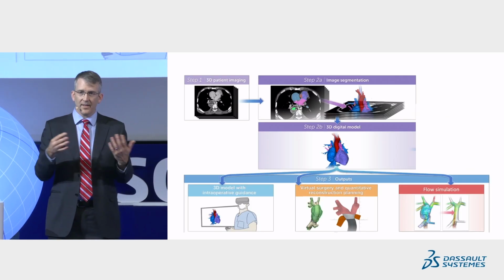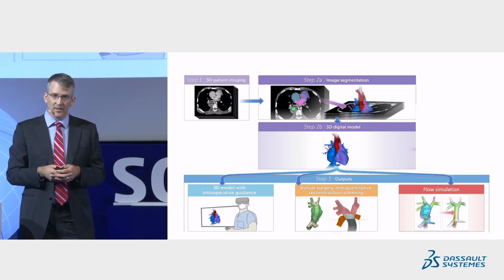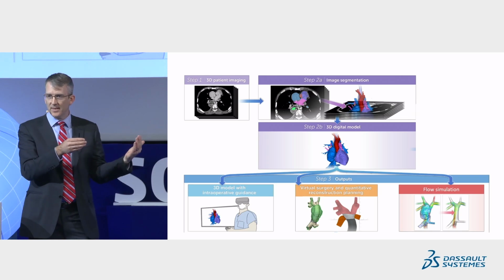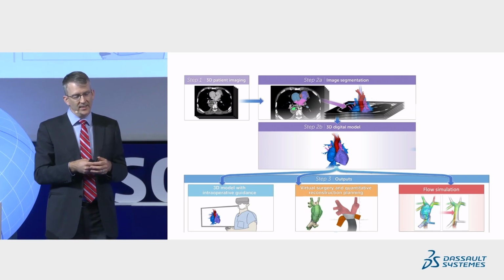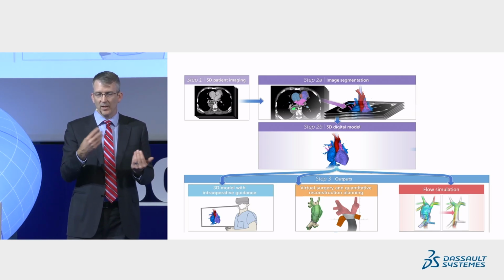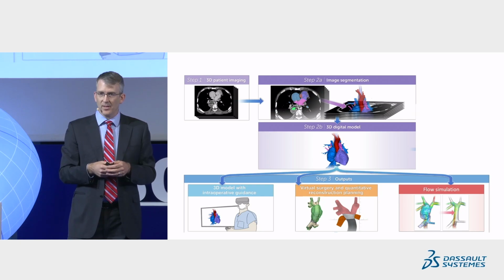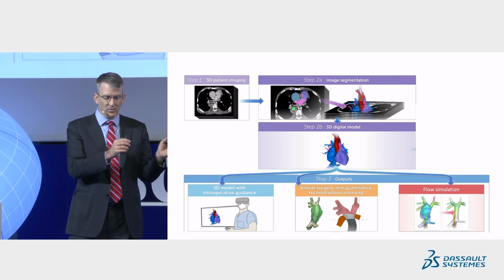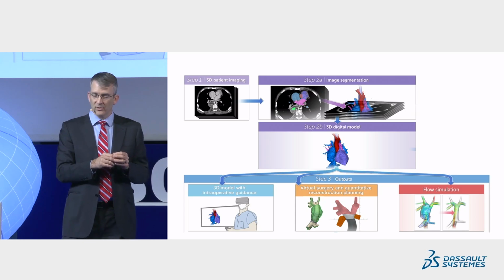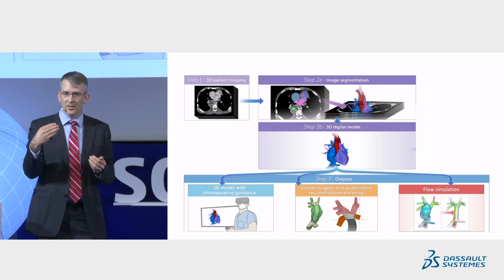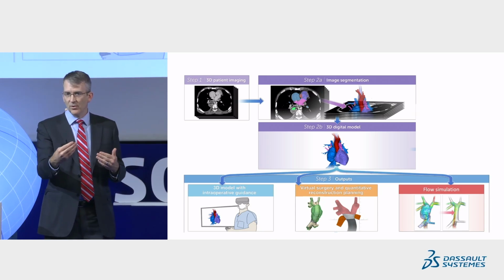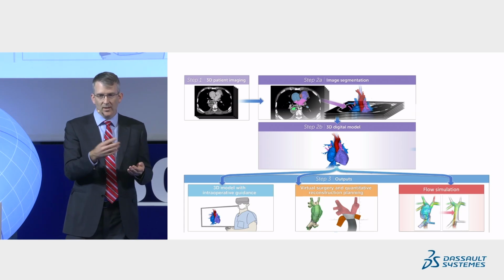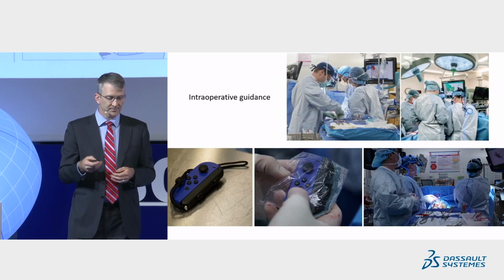And so we've developed many workflows to use modeling and simulation in our patients, and it starts with a CT scan or an MRI, and then through a process called segmentation, we're able to create a digital 3D model. And then that 3D model can be used in several ways. It can be used for preoperative planning or intraoperative guidance, but it can also be used as a platform for advanced engineering work like virtual surgery or flow simulation.